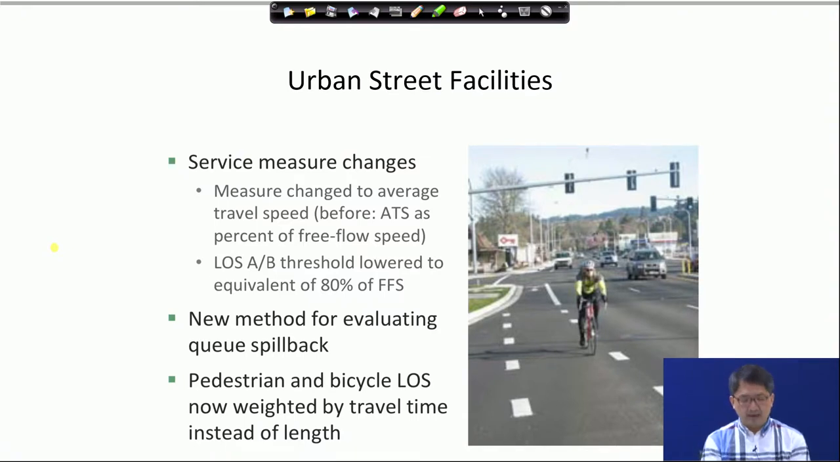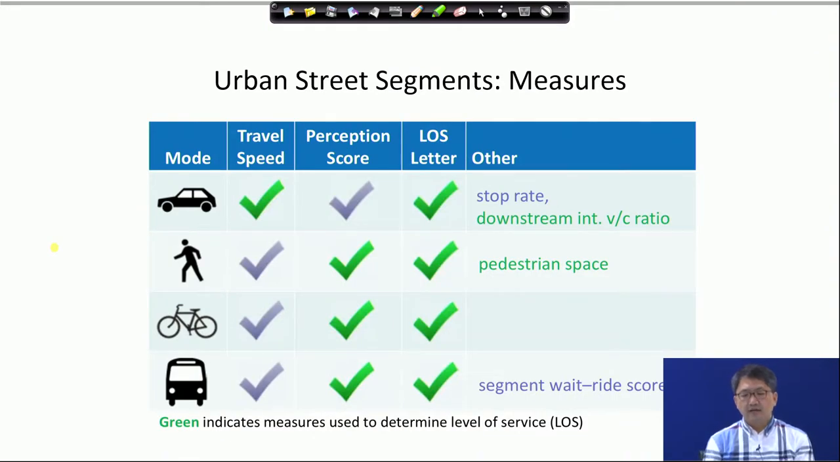Understanding queue spillback and evaluating it is important. And the level of service used to be based on the length of the segment. Well, that's understandable without having data. But with more data available, travel time is used as a weight instead of the length. So that makes sense. And again, there's the issue of data availability and how difficult it is to collect the data and then analyze the level of service. So these are a summary of the urban street measures that we are using.